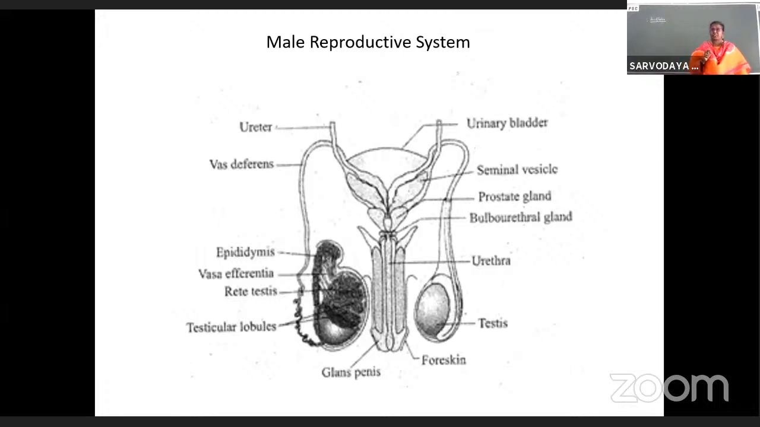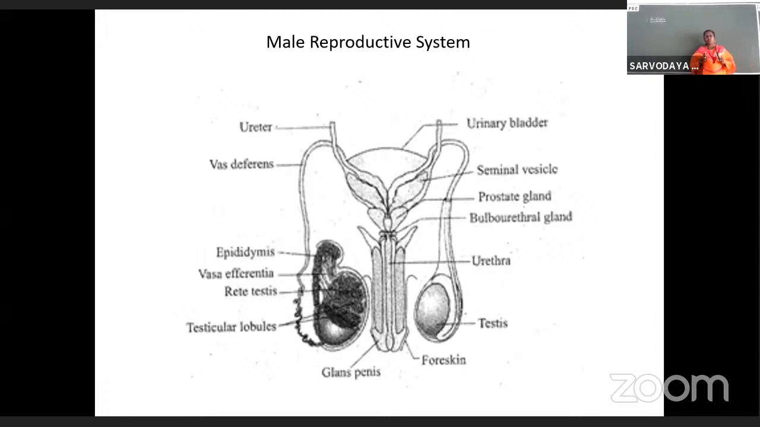Now, why is the temperature in the scrotum less by 2 degrees centigrade? This helps in the production of gametes, namely the sperms, or you can simply say it facilitates the process of spermatogenesis. So as I mentioned, this can be asked for a 1-mark question.